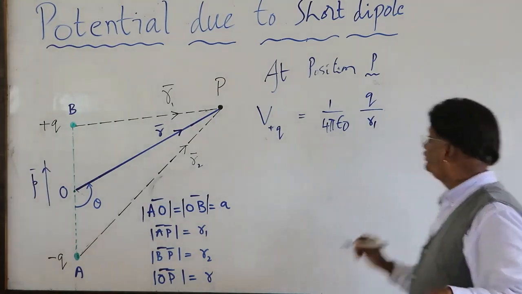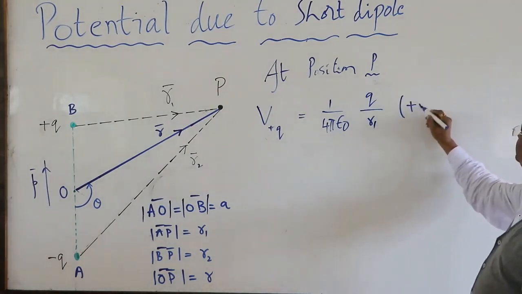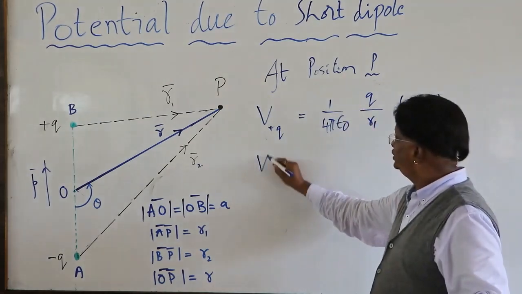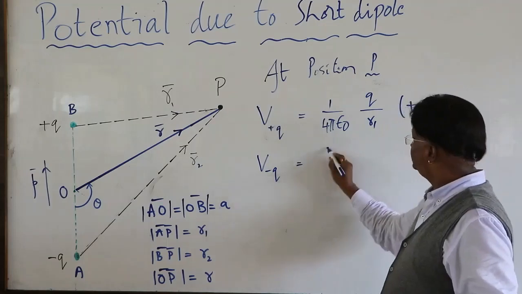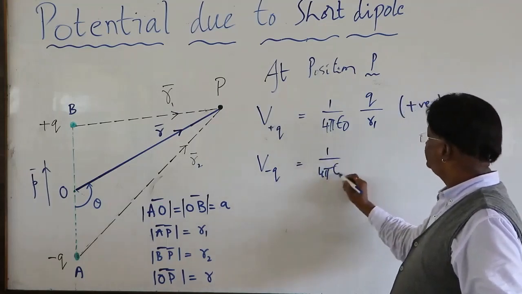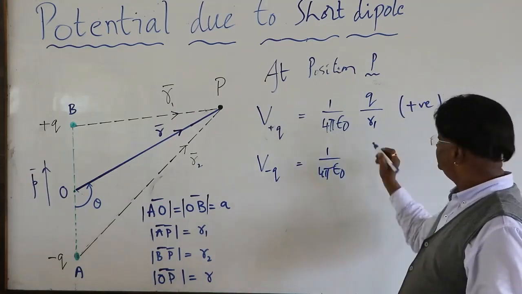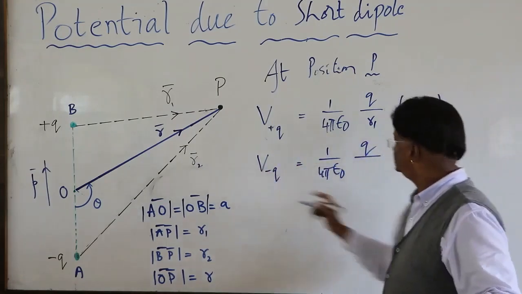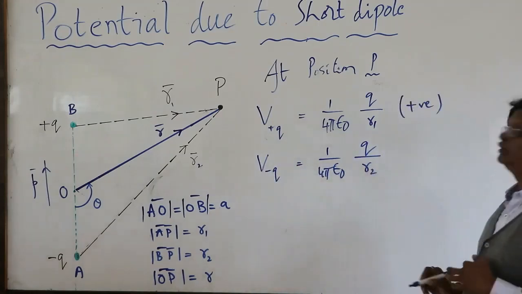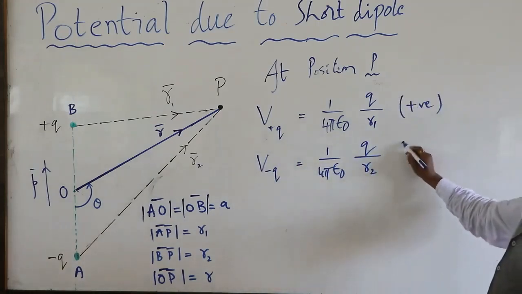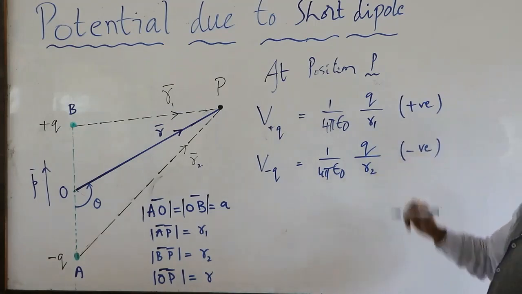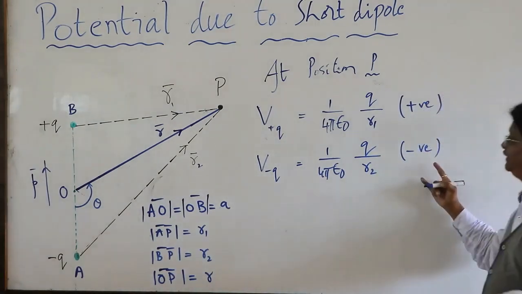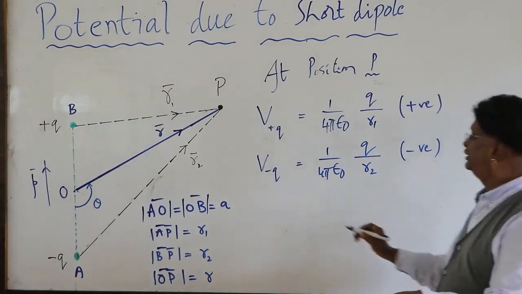R1, and it is positive. Remember, this is a positive potential because the charge is positive. And what is the potential due to negative charge? This is 1 by 4 pi epsilon naught, the constant. The charge is of course q, which is minus q, and the distance you see here is R2, and this is a negative potential, as we told earlier. So this is minus q, and therefore it is a negative potential.